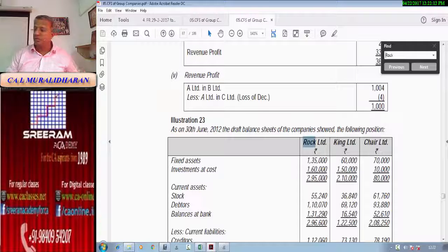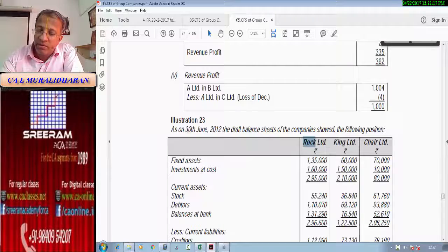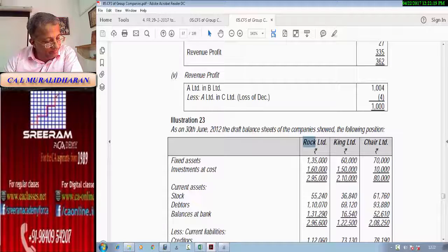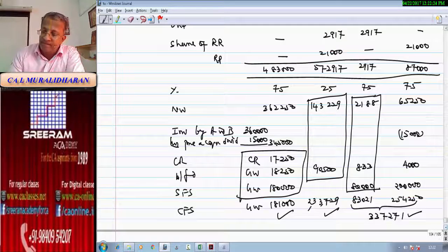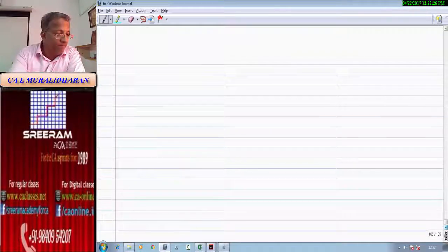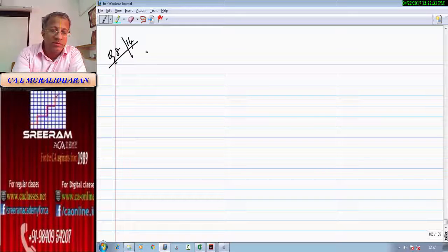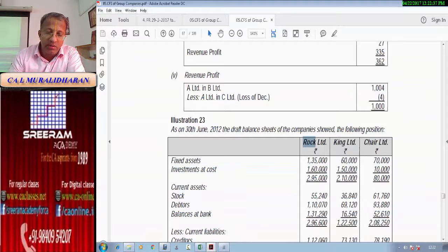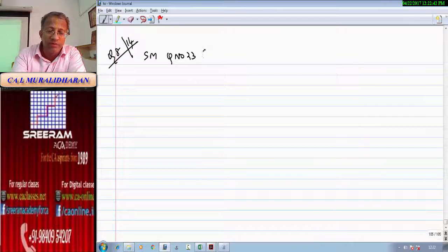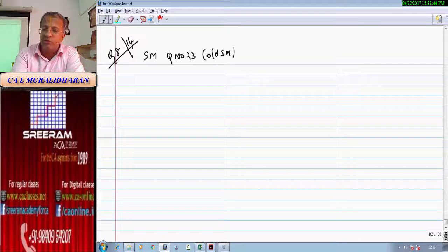See, this problem is there in the study material, Illustration number 23. Question number 8, page number 14, study material, question number 23. Of course, old study material. New study material I do not know.